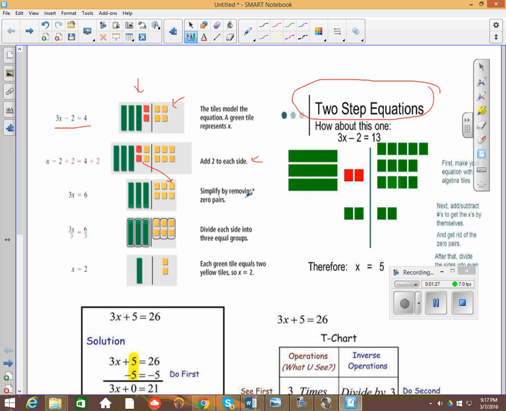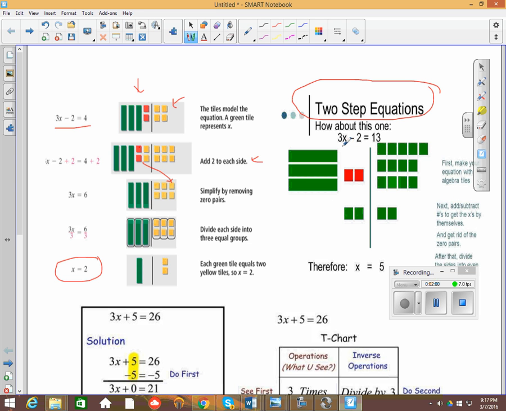Okay, simplify removing 0 pairs. So basically, you paired up the 3 with 2, the x with 2, and the x with another 2, and the x with another 2. So each x is 2. So x equals 2. Now this is just using the tile. I'm going to show you a different method where you can solve equations mathematically through steps. But this is how you can visually see it.